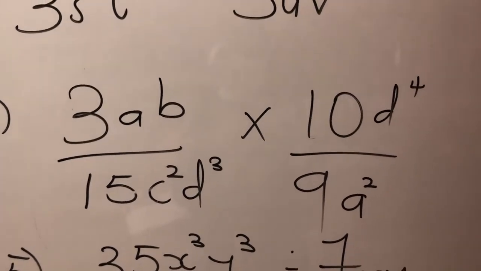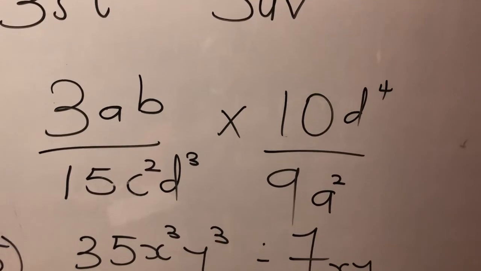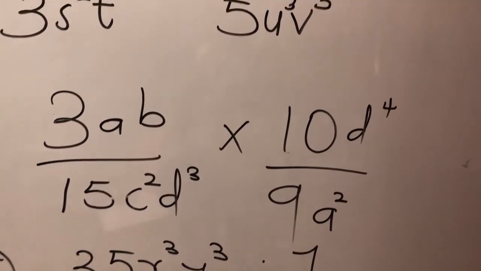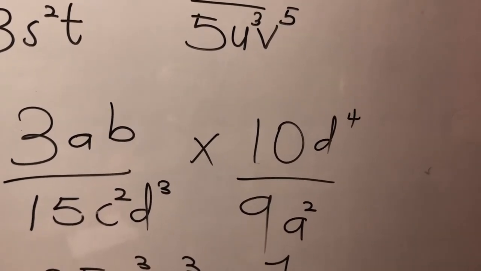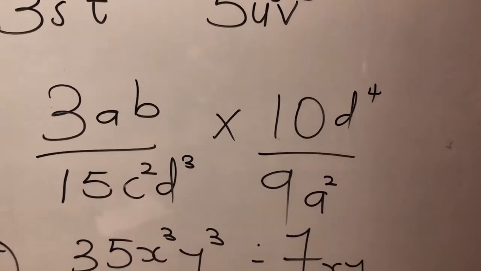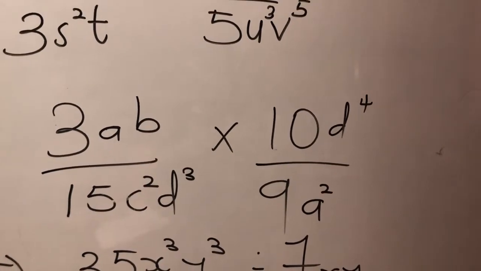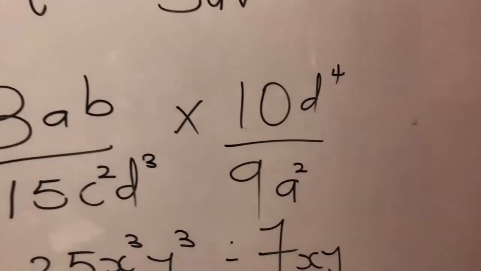So 3AB times 10B to the power 4 all over 15C2 D3, over 9A squared. Okay.